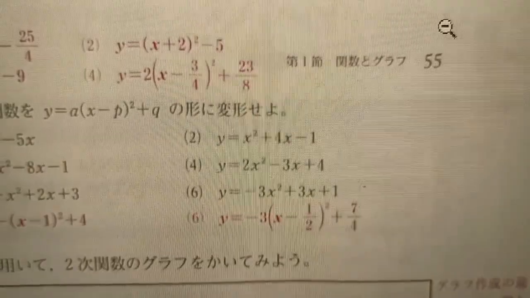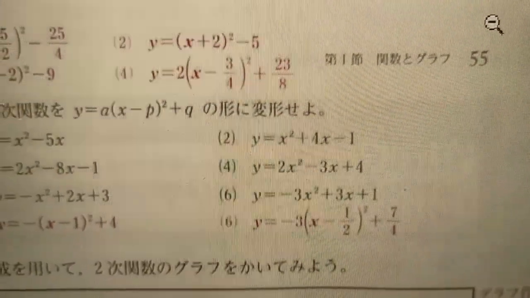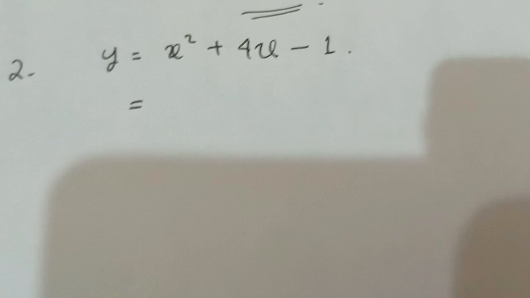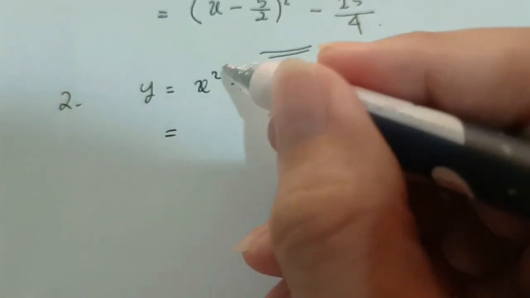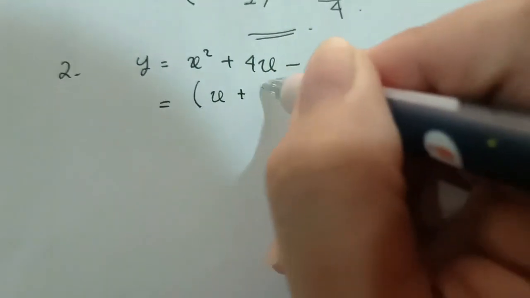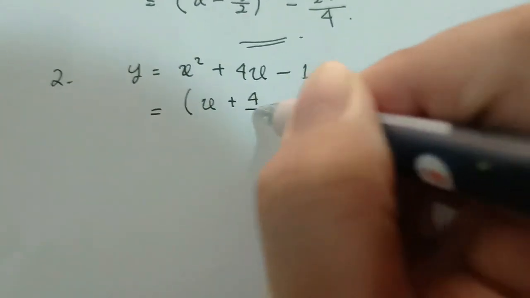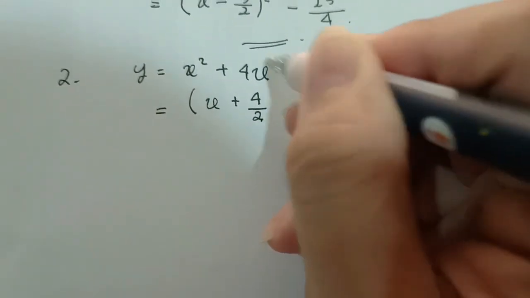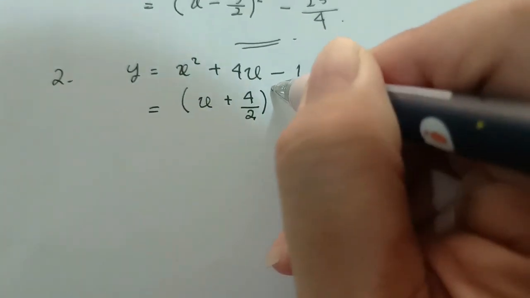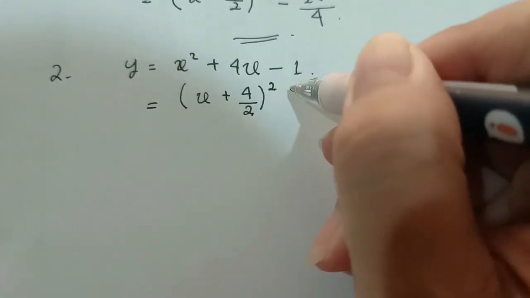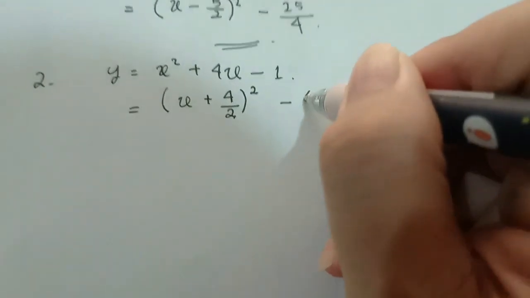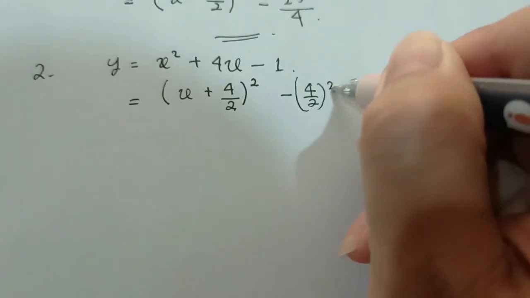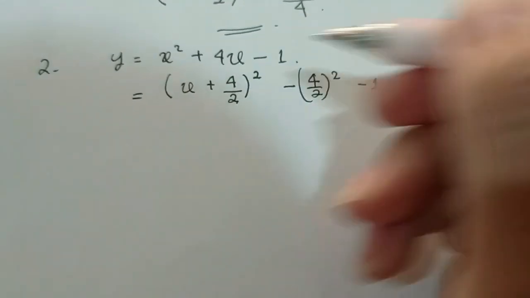Number 2, y equal x quadrat plus 4x minus 1. In order to remove the quadrat, we are going to give in the bracket x plus 4 divided by 2 always, and x is gone. In exchange, we have quadrat. Then we are going to minus 4 per 2 quadrat minus 1.